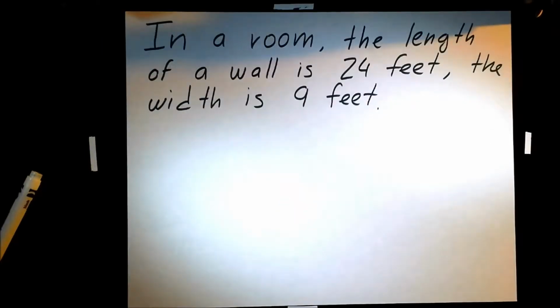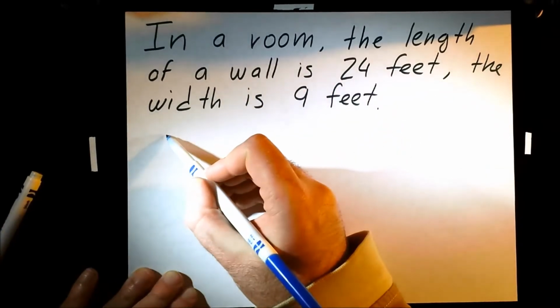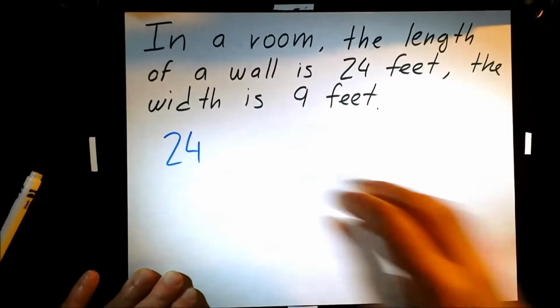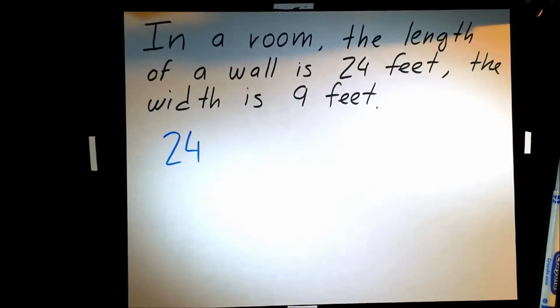Now let's take a look at a different sentence. This one says, in a room, the length of a wall is 24 feet. The width is 9 feet. Can someone tell me what are the three ways we can write that particular ratio of length to width? Well, the first way is I can put a "to" in between the two measurements. I can say 24 to 9.